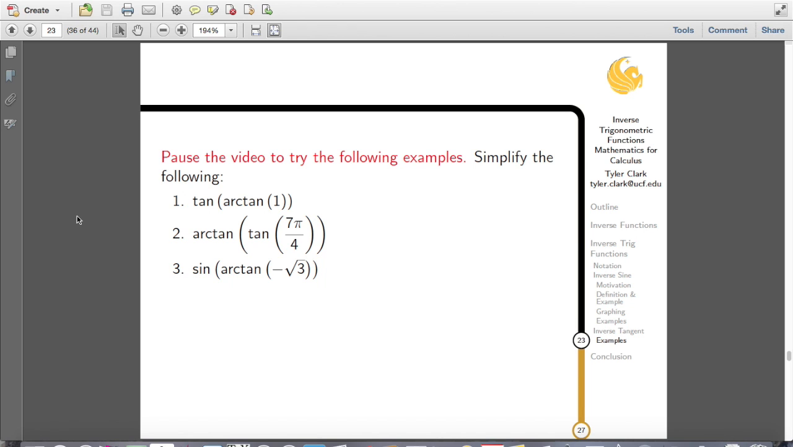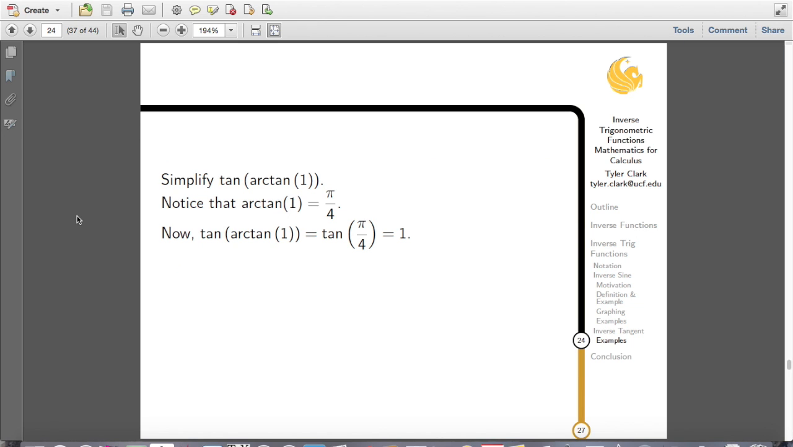We need to simplify the tangent of arctangent of 1, also the arctangent of the tangent of 7 pi over 4, and lastly the sine of the arctangent of negative square root of 3. Now that you've had some time to work on these, let's take a look at them.